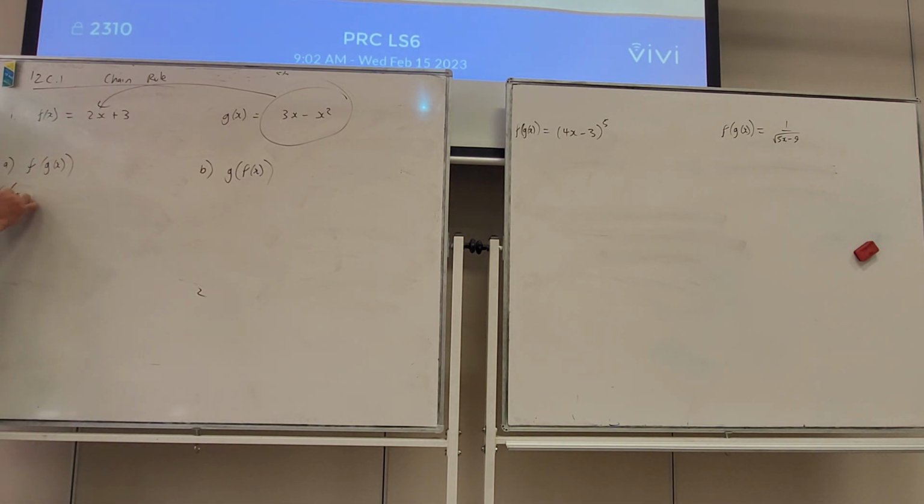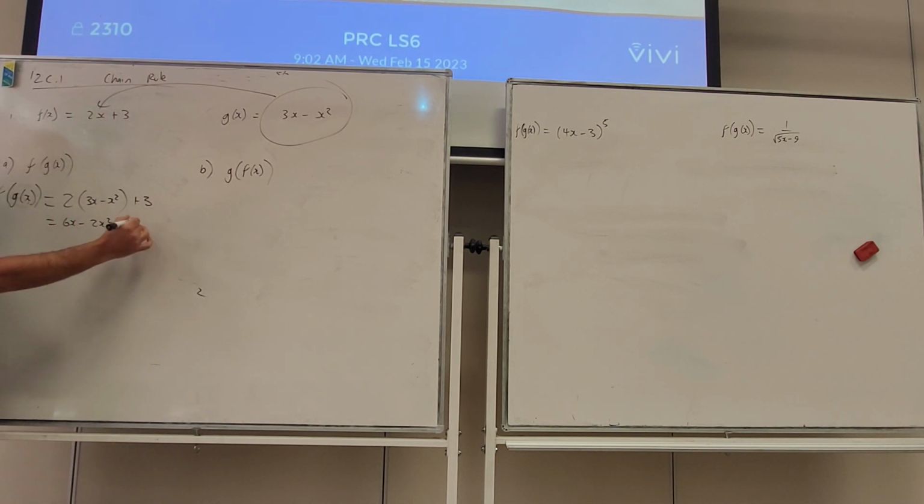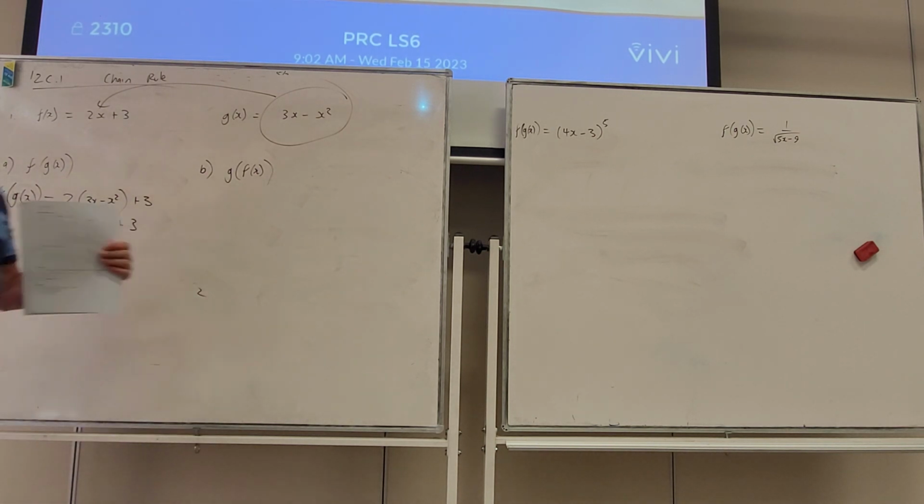So f of g of x is going to be 2 times the whole g of x function. That is 3x take x squared. Okay, 2 times the whole g of x function. And then we have this plus 3 hanging out the side here. And we can expand it and collect like terms. We get 6x, take 2x squared plus 3. F of g of x is going to be this function here.